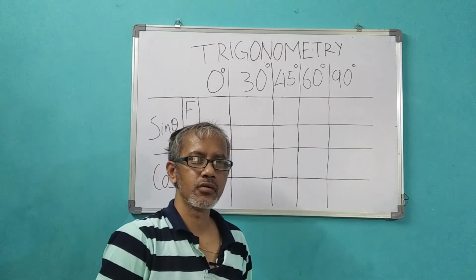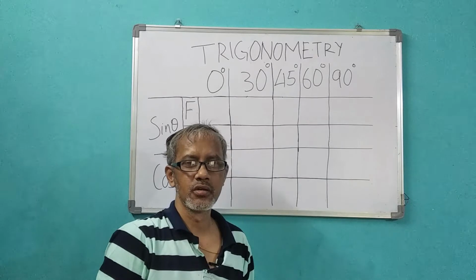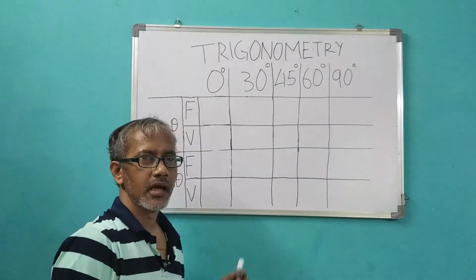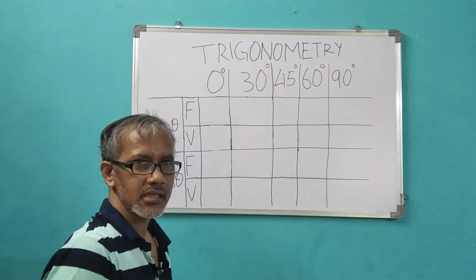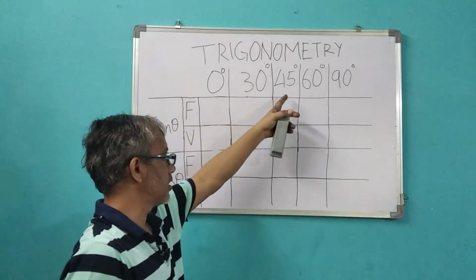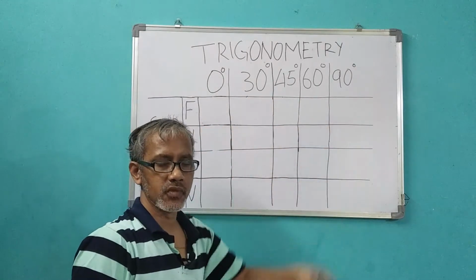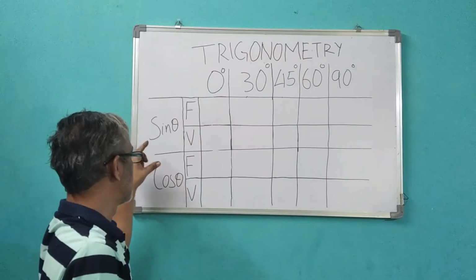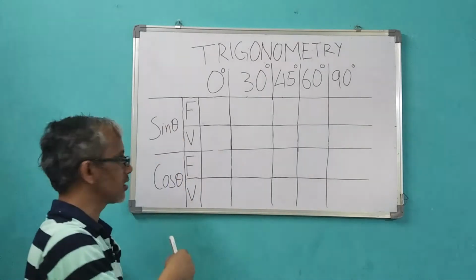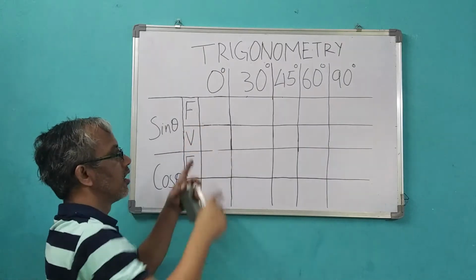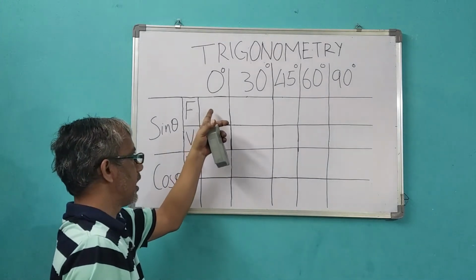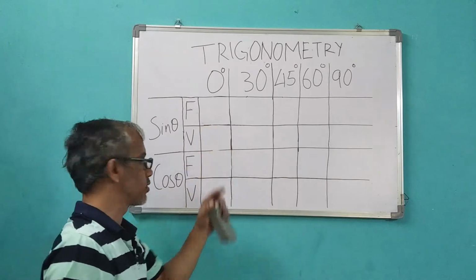So I will tell you a very shortcut formula to find out the value of the sine and cos functions at 5 basic angles, that are for 0 degree, 30 degree, 45 degree, 60 degree and 90 degree. So I have made 2 rows, 1 row for each function, sine and cos function. F means the formula for finding out the value, and V is the value that we get out of the formula that we put.